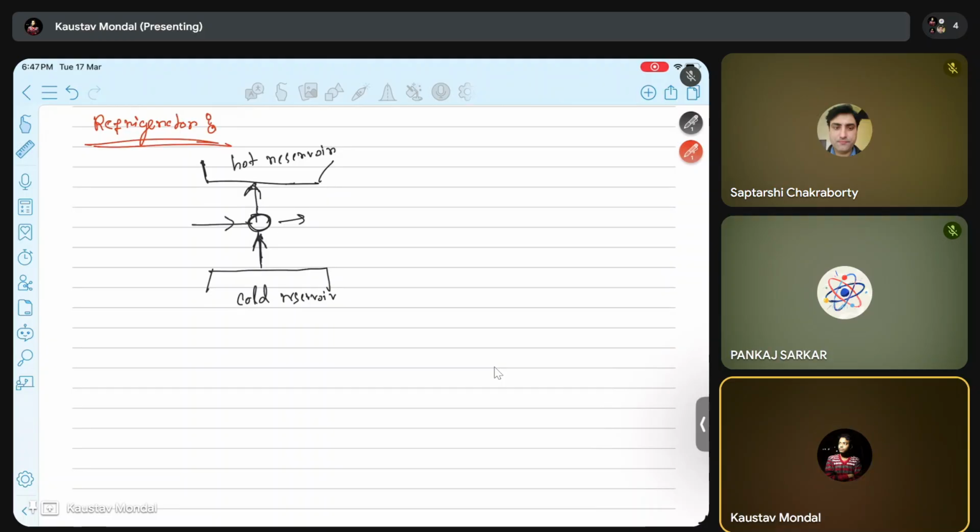Now, in this refrigerator, you have to put in some external work. Let's denote that work as W. So because of that work, you basically take the heat from the cold reservoir and move it to the hot reservoir. Okay. So Q2 is taken out and Q1 is going in.